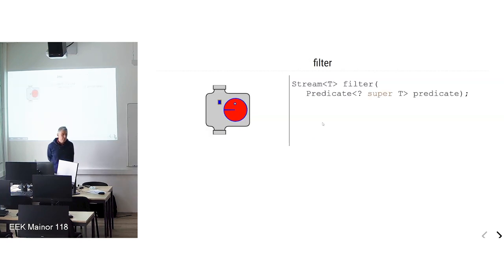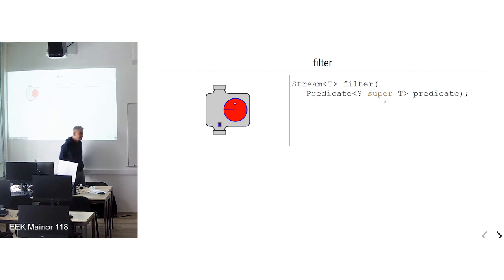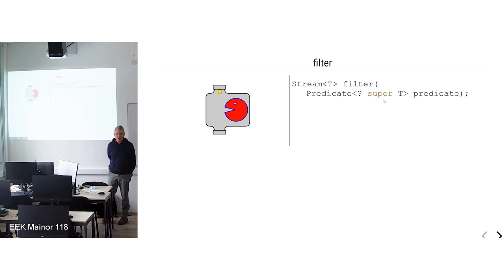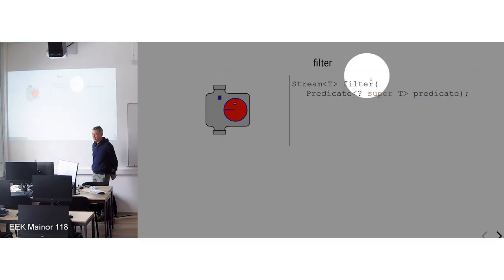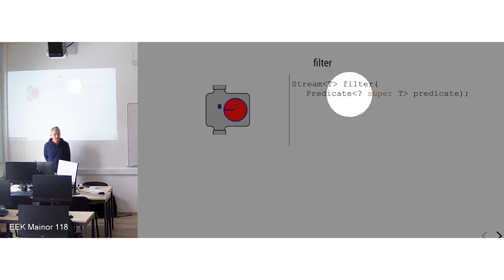Filter. You already know about filters, so you are just using a predicate here. Oh, by the way, this question mark super T is a question. Let's repeat the lesson about generics. Why does the predicate have this question mark super T here? Why is it not extends T?